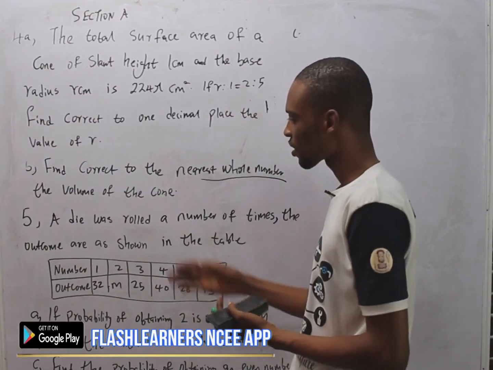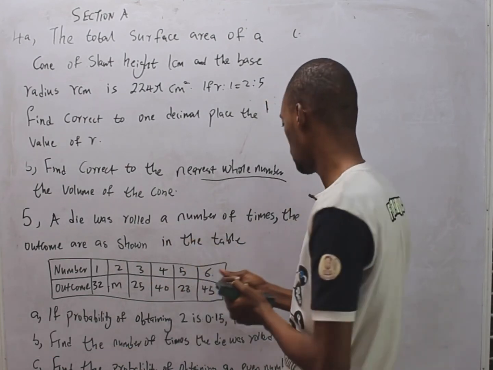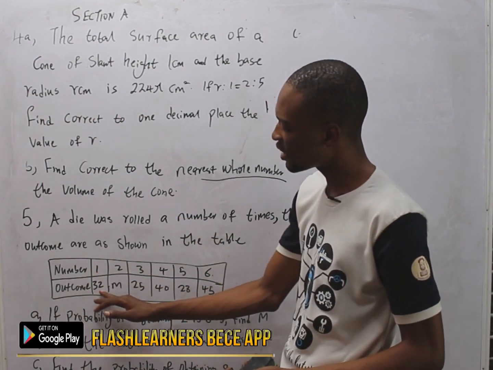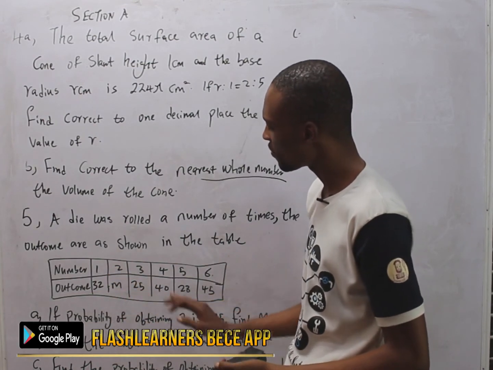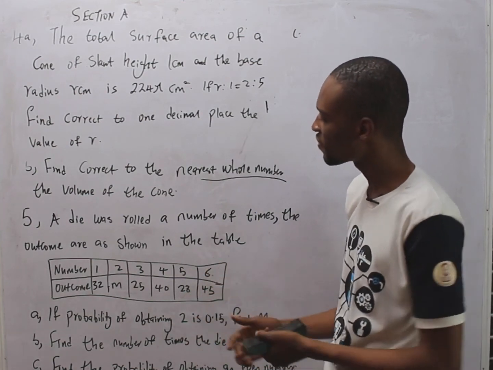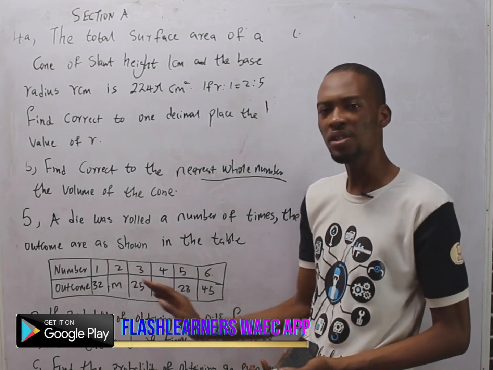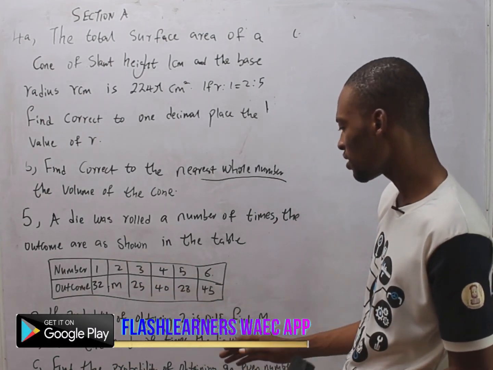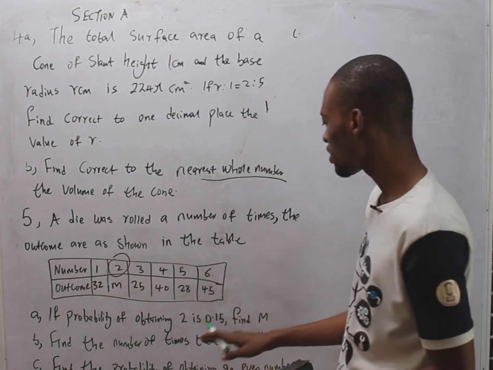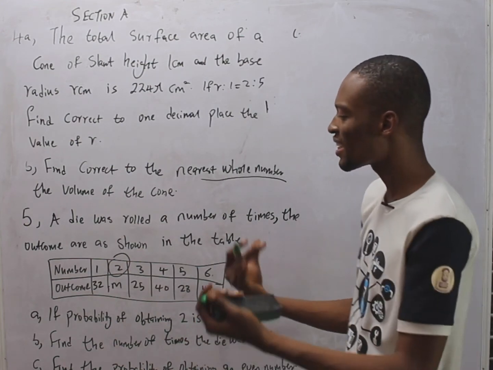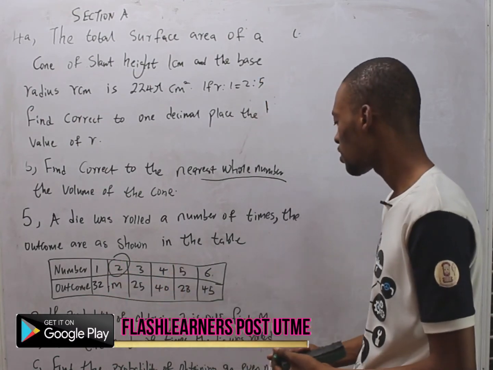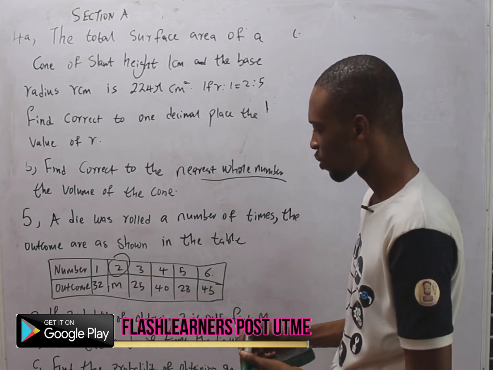Question number 5. A die was rolled a number of times. The outcomes are as shown in the table. Rolled once, 32; 2, m; 3, 25; 4, 40; 5, 28; and 6, 45. The first question says, if the probability of obtaining 2 is 0.15, find m. We are looking for the value m.